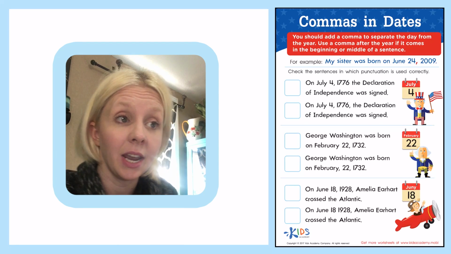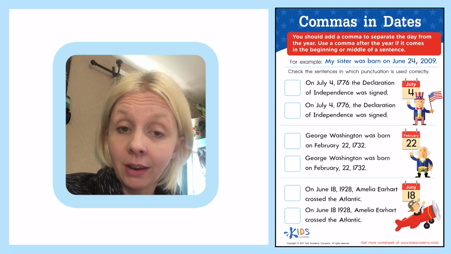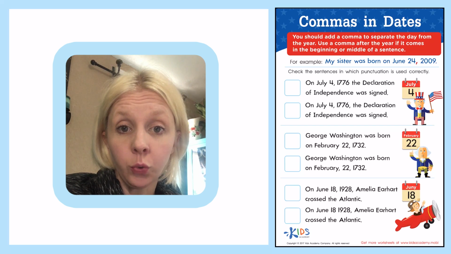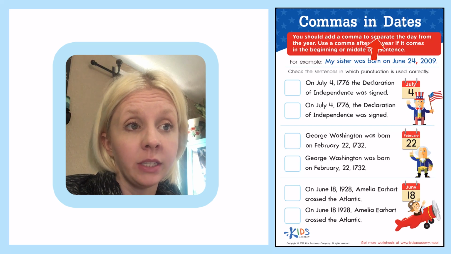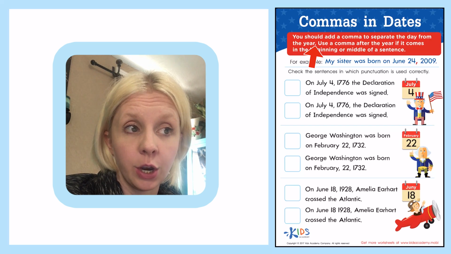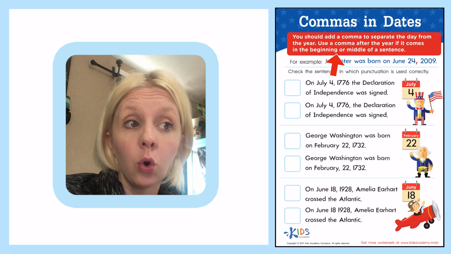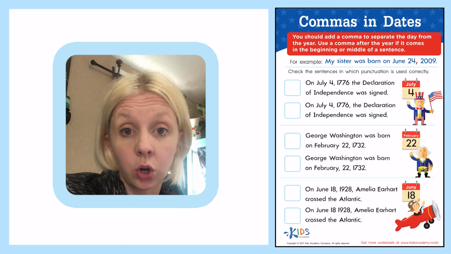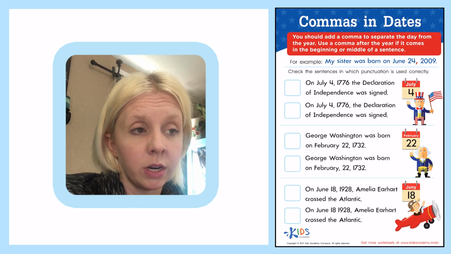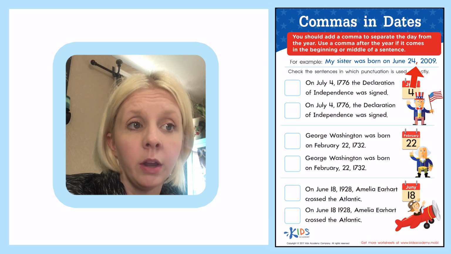So we have today in our worksheet commas in dates. So whenever we're writing out a date, we have some certain rules that we need to use for our commas. It says you should add a comma to separate the day from the year, and then use a comma after the year if it comes in the beginning or middle of a sentence. So there's two places possibly that we might need to use a comma today in our dates that are written out in our sentences. And this says, for example, my sister was born on June 24th, comma, 2009.